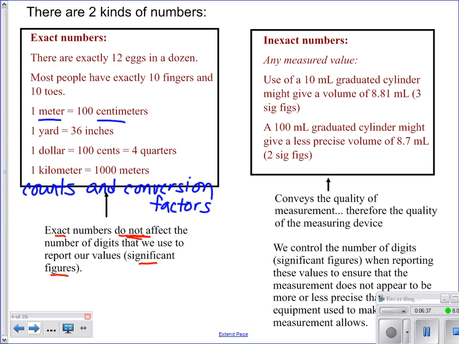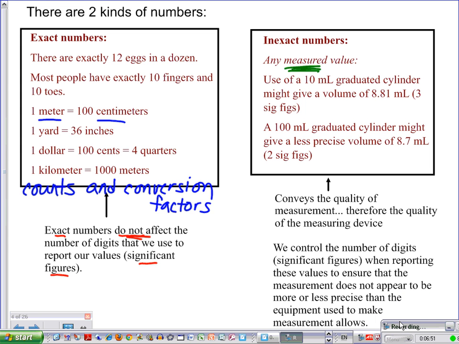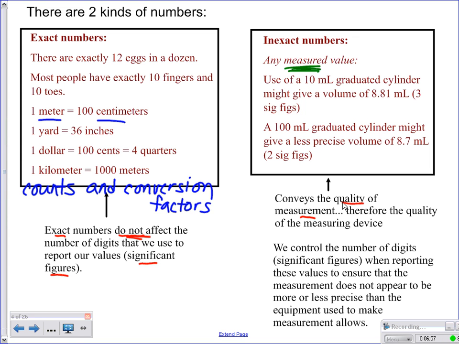And again, this is going to be for measured values, and that's really what we're going to be talking about a lot in chemistry. Whether we measure them or we're just looking at some numbers on a paper that were measured, that's what we're going to be looking at. What this means is that it conveys the quality of the measurement, therefore the quality of your measuring device, what type of equipment you used. If you use your bathroom scale, you're probably not going to get a very precise measurement for the amount of substance that you're using in lab. But if you're using our electronic balances that report out to the hundredths place, you're going to get a much more precise measurement.